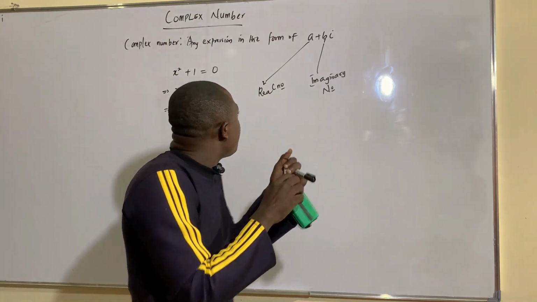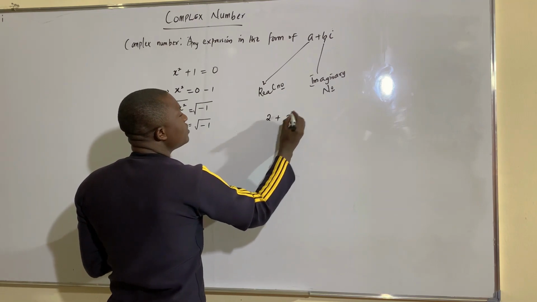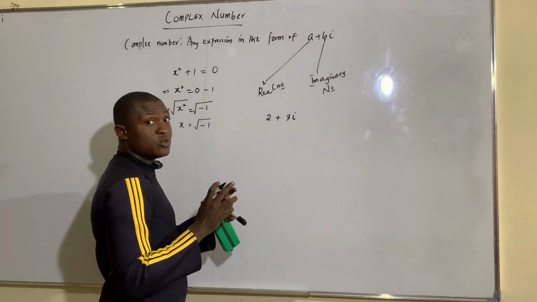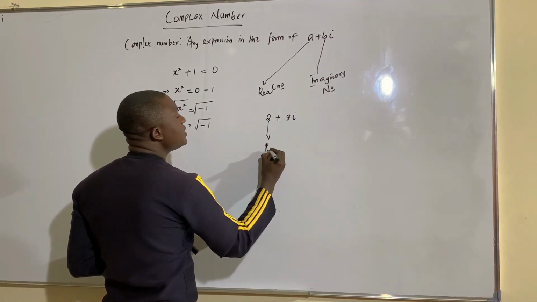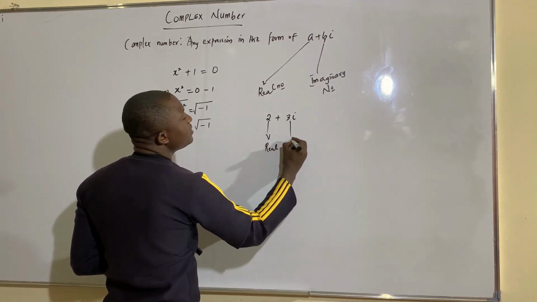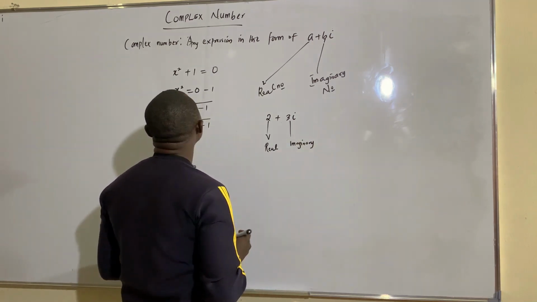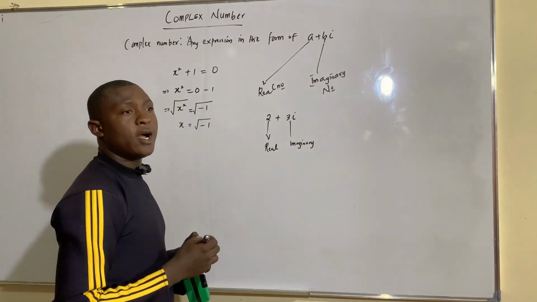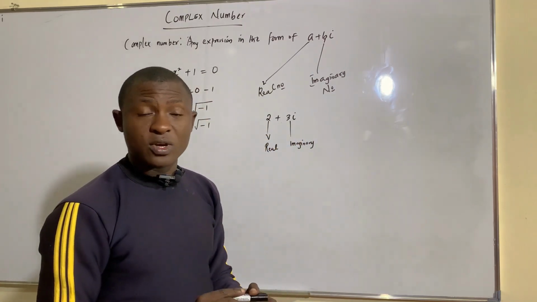For example, if I have 2 plus 3i, and I want to expand or explain this, the 2 here means the real number, while the 3 here means the imaginary number. So imaginary numbers and real numbers make up what we call a complex number. Because in mathematics we have different types of numbers. We are coming to that.